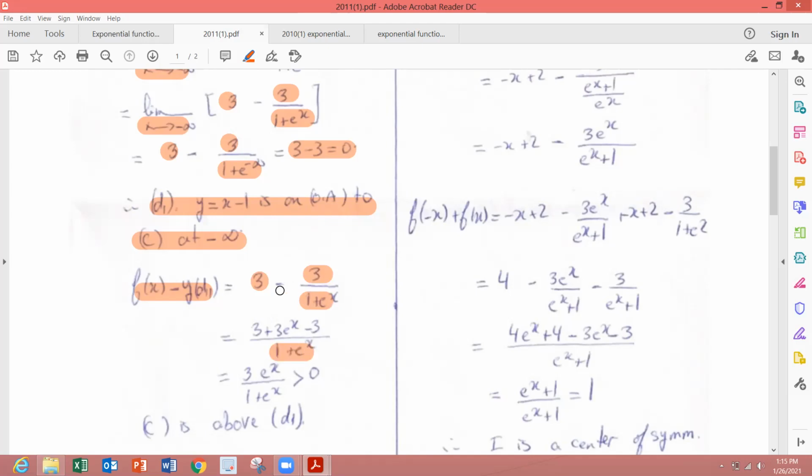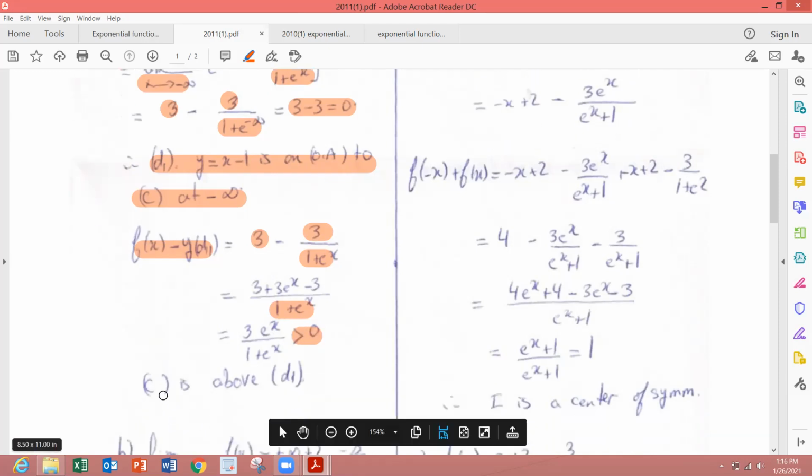Yes. With the same denominator, 1 plus e^x, 3 times 1 is 3, 3 times e^x is 3e^x, minus 3. We get 3e^x over 1 plus e^x. All this fraction is positive because e^x is positive. Since it is positive, we don't do a table. We say C is above D1.